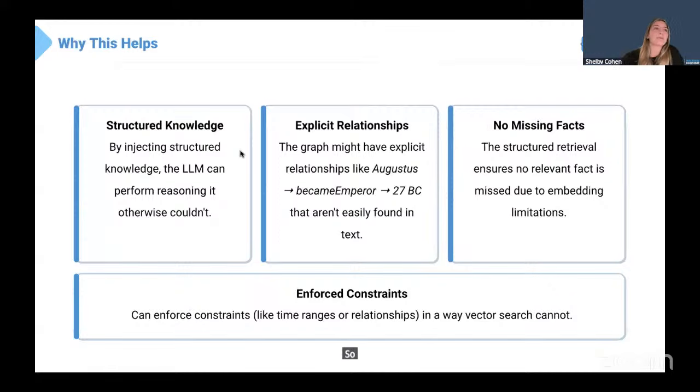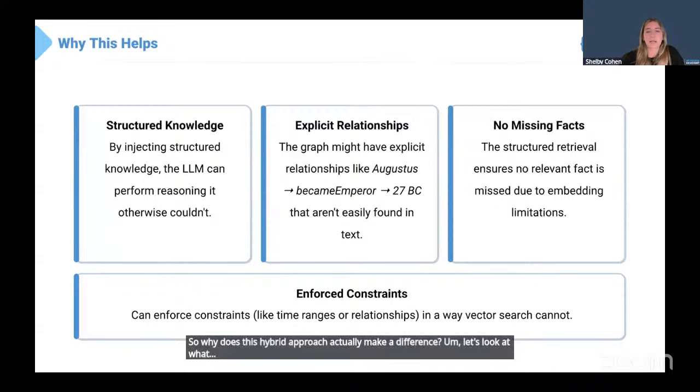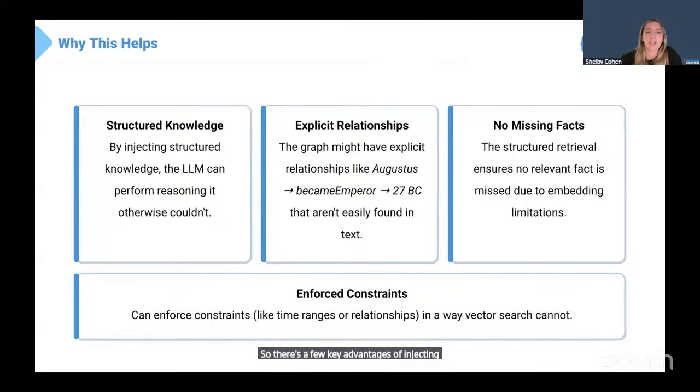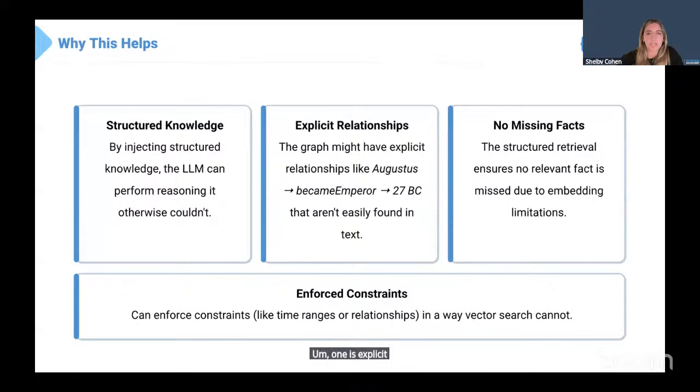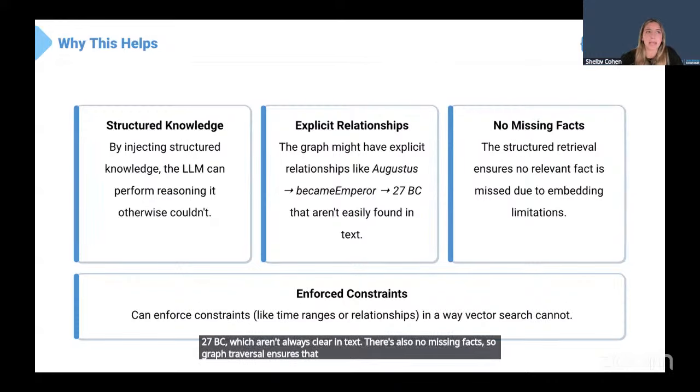So why does this hybrid approach actually make a difference? Let's look at what structured knowledge brings to the table. So there's a few key advantages of injecting structured knowledge into the retrieval. One is explicit relationships. So graphs capture links like Augustus became emperor in 27 BC, which aren't always clear in text. There's also no missing facts. So graph traversal ensures that we don't miss key information, unlike embeddings, which may skip over relevant text.